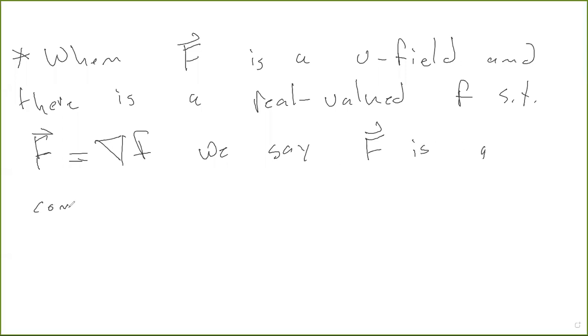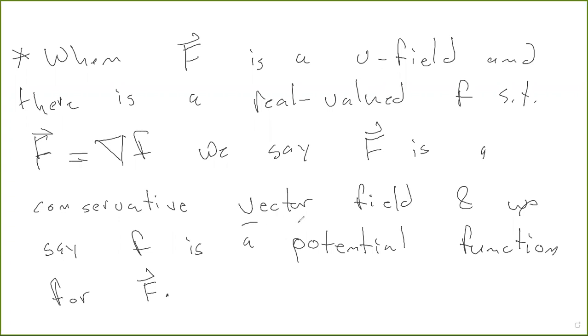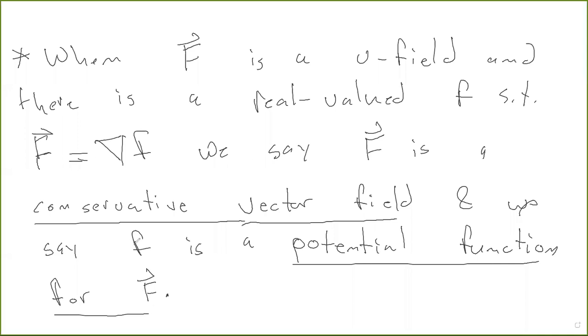is a conservative vector field. And we say that little f is a potential function for big F. So whenever big F is a vector field, it could be a two-dimensional vector field or a three-dimensional vector field, and there is a real valued little f such that big F is equal to the gradient of little f, we say that big F is a conservative vector field. So that's what we're defining, conservative vector field. And we say that little f is a potential function for big F. Another thing we might say about little f is that it is an antiderivative of big F, and I will let you think about why I'm saying that.